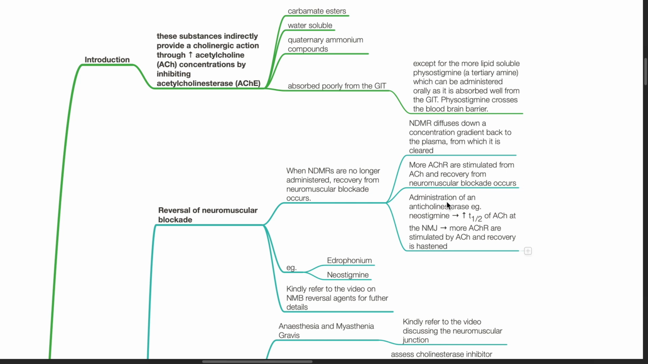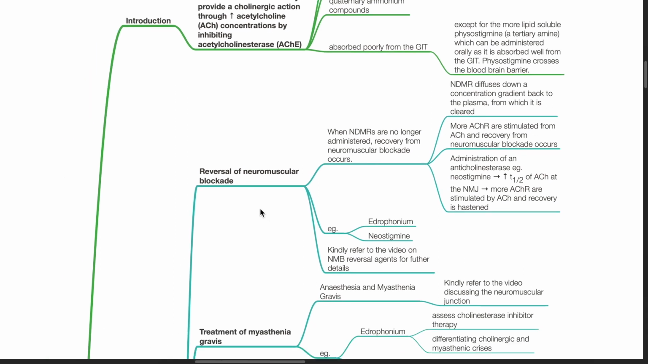Administration of an anticholinesterase such as neostigmine increases the half-life of acetylcholine at the neuromuscular junction, resulting in more acetylcholine receptors being stimulated by acetylcholine, and recovery is hastened. Examples of neuromuscular blockade reversal agents include edrophonium and neostigmine. Kindly refer to the video on neuromuscular blockade reversal agents for further details.